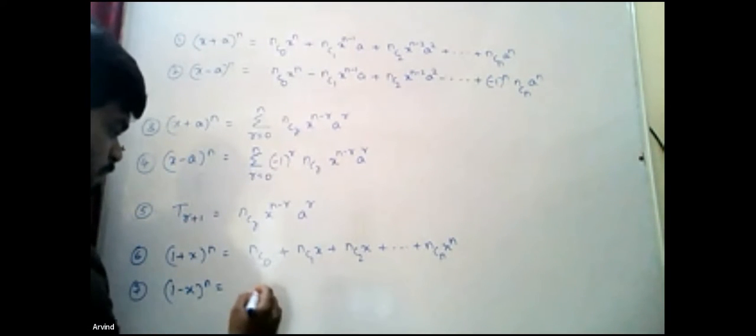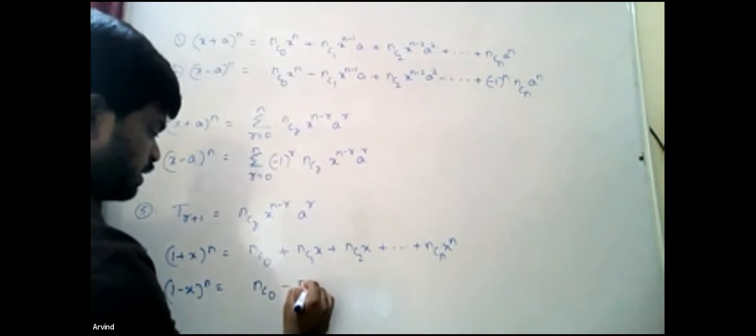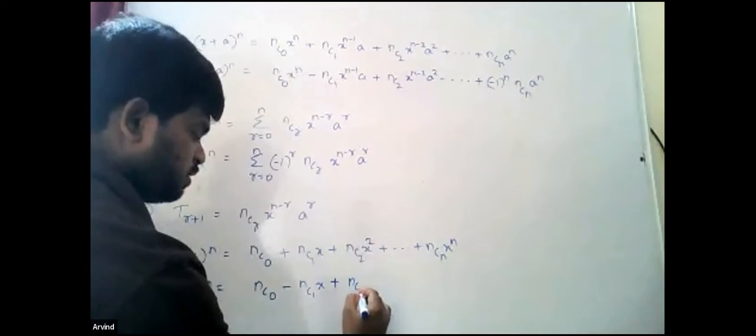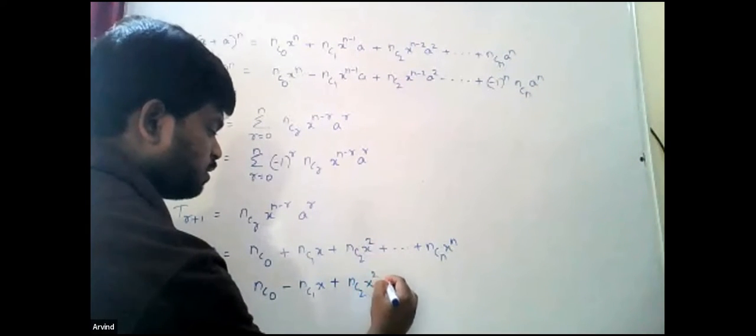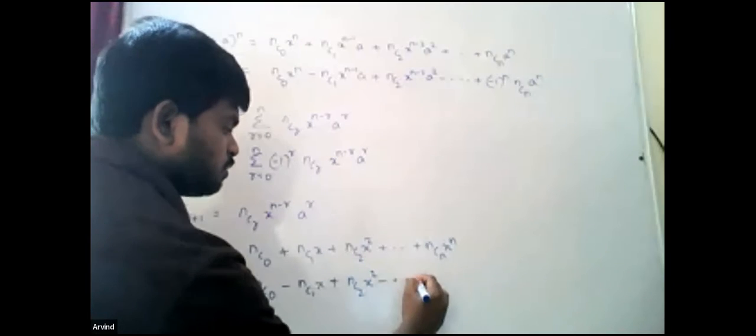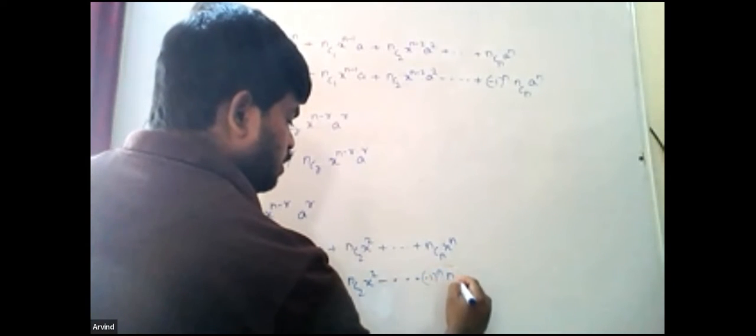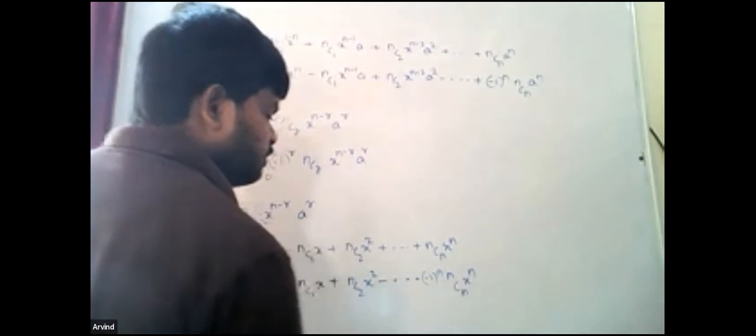Next the same thing, 1 minus x whole to the power n. So alternate plus and minus. Okay, so nC0 minus nC1 x plus nC2 x square minus and so on, nCn x to the power n.